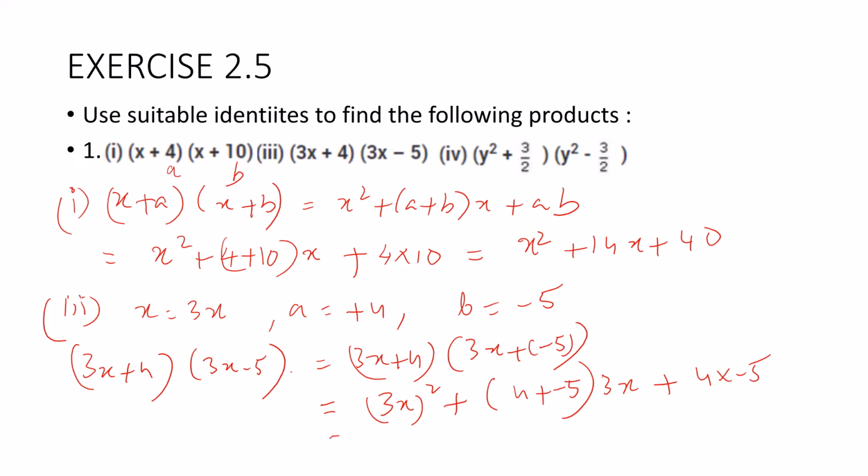So the answer will be 9x square. 4 plus minus 5, that is 4 minus 5 is minus 1. Minus 1 into 3x is minus 3x. And then 4 into minus 5, that is minus 20.